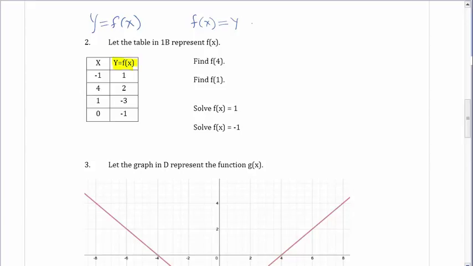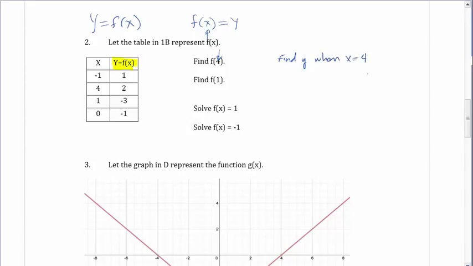So we're asked to use the table to find f of 4. And so the first thing you want to understand is when you see that notation f of 4, if you're given a number that is inside the parentheses here, that's an x value. And when you're asked to find f of 4, what you're asked to find is the y value when x is 4. Let me write that down. Find y when x is 4.